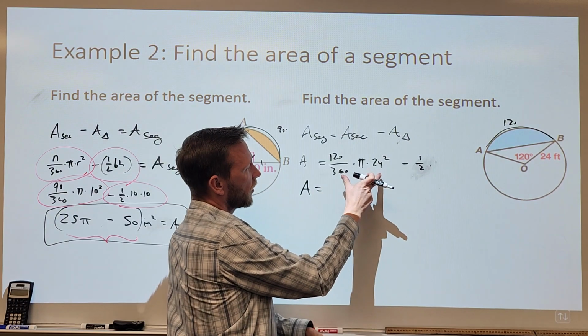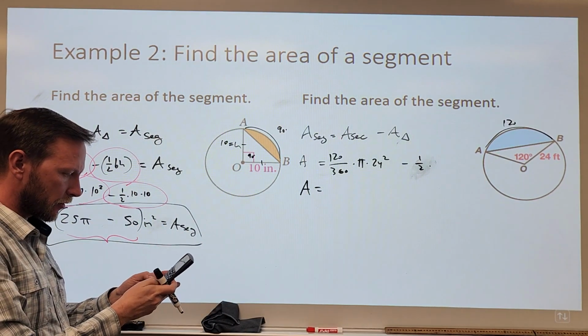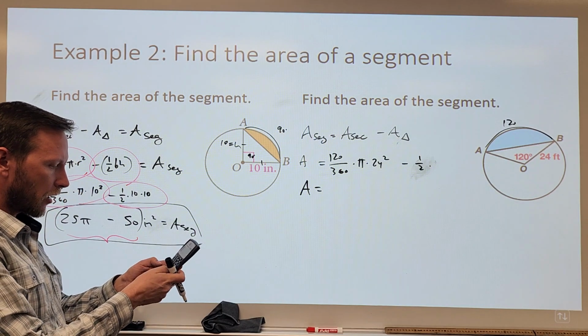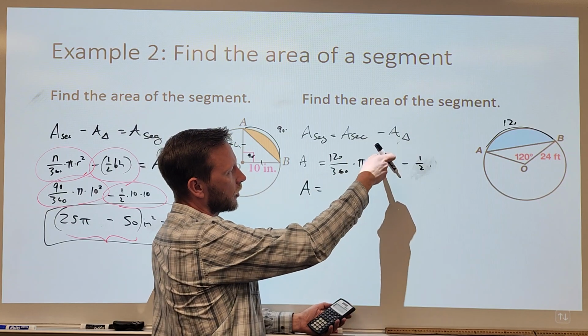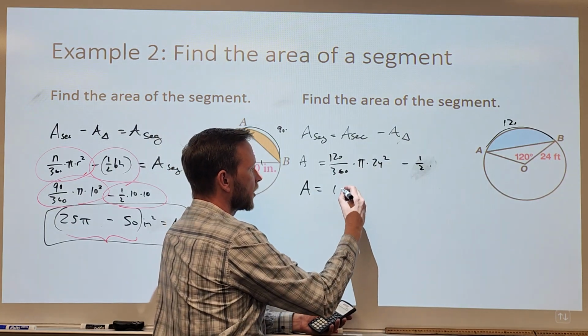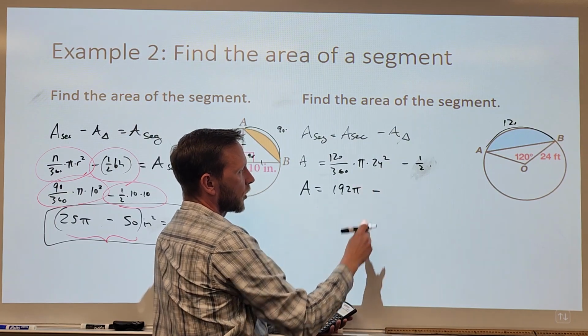So this is going to be 1/3 of 576. So 120 divided by 360 times 24 squared is going to give me 192 pi. That's what this first part is.